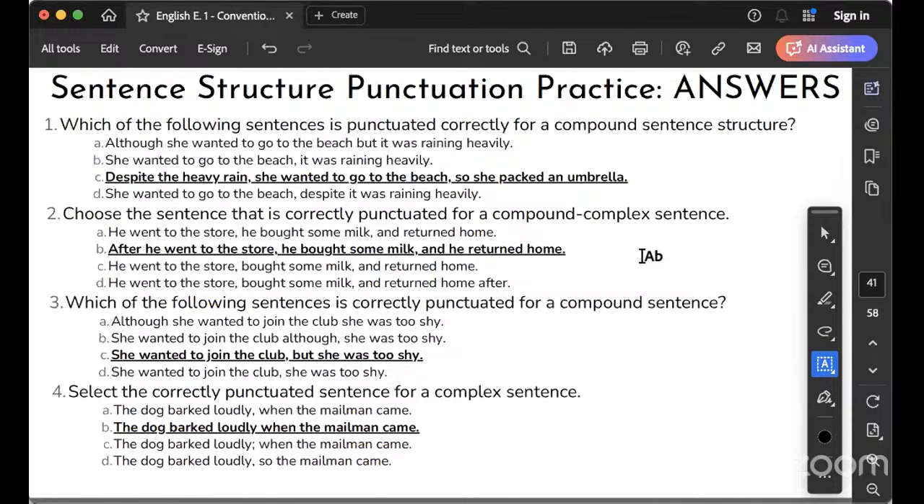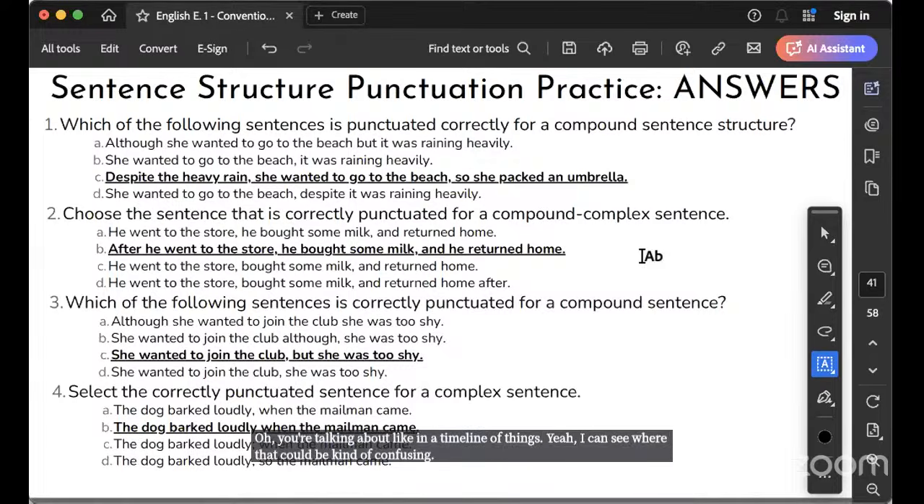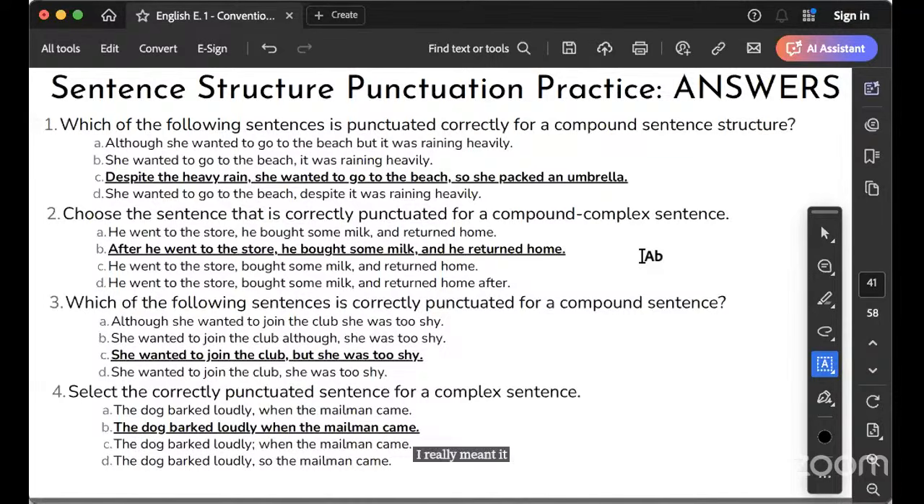Oh, you're talking about like in a timeline of things. Yeah, I can see where that could be kind of confusing. I really meant it to be like, oh, he went to the store and he forgot to get milk, so he had to stop again, and then he went home. That's the thought process I was going for.